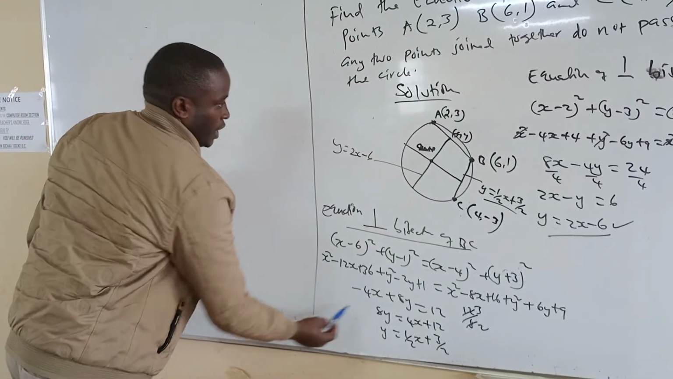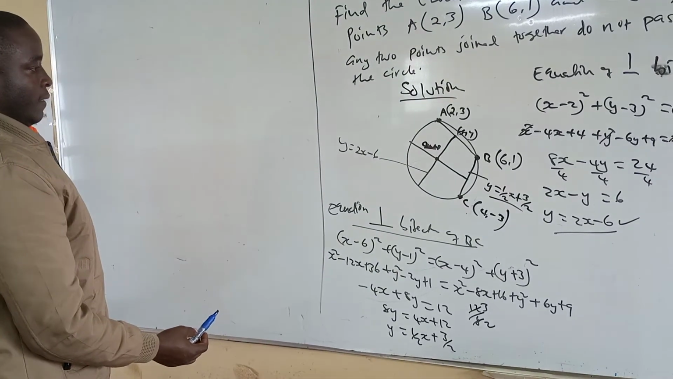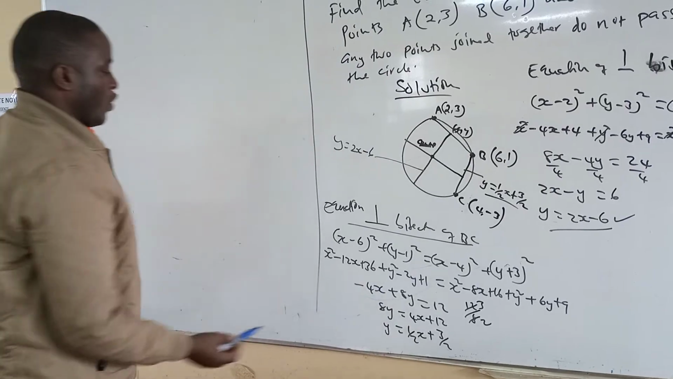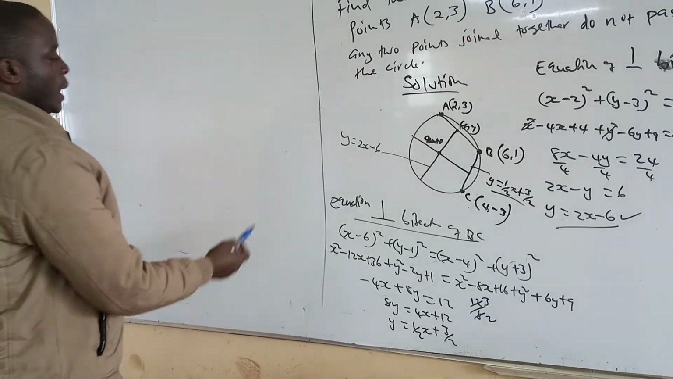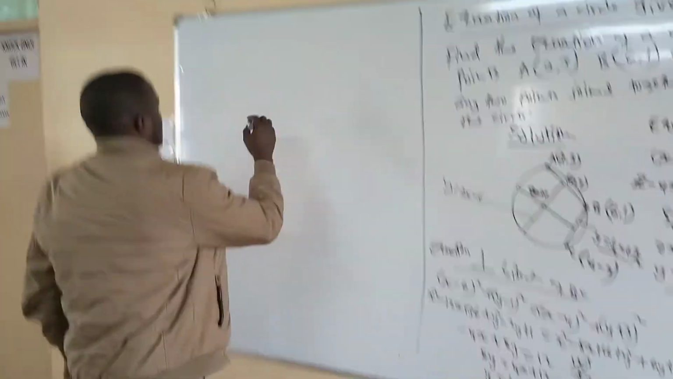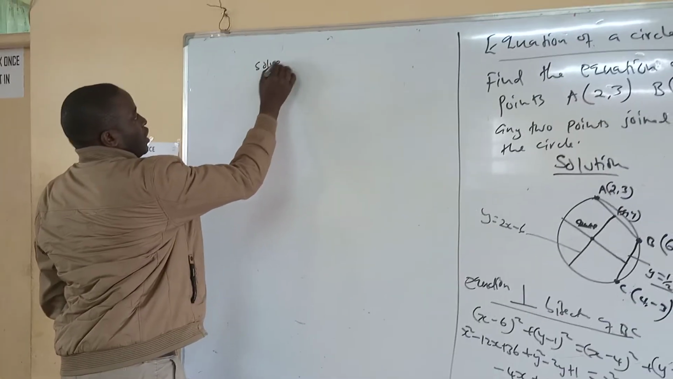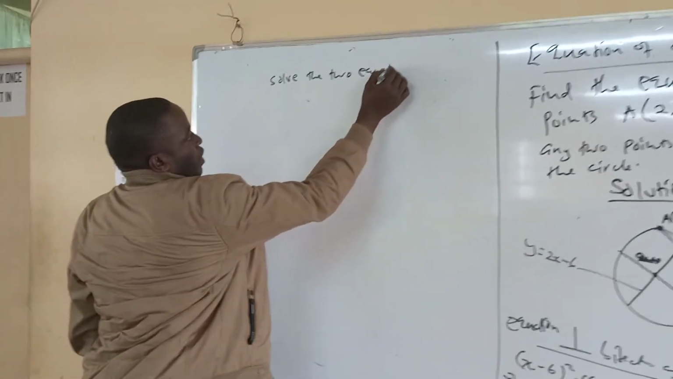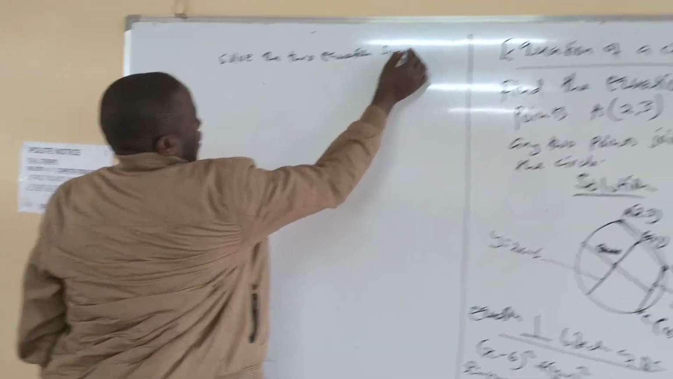or just remain with it like it was here, 8y equals 4x plus 12, whichever. Then we now solve the two equations simultaneously.